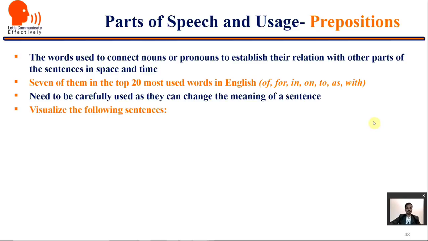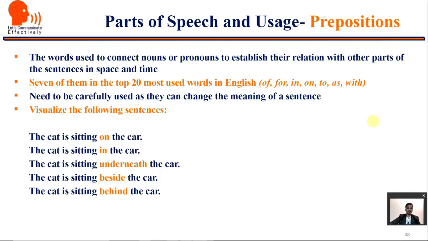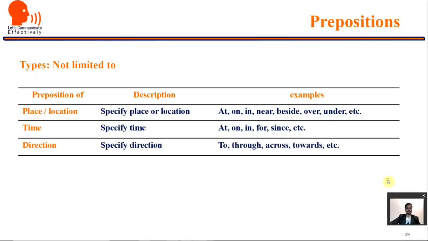For example, visualize the following sentences. The cat is sitting on the car. Visualize. The cat is sitting in the car. The cat is sitting underneath the car. The cat is sitting beside the car. The cat is sitting behind the car. Now, if you would have visualized, you would have found that the cat is jumping here and there because we are using different prepositions. Sometimes it is on the car, in the car, underneath the car, beside and behind. So these prepositions change the meaning of sentences.